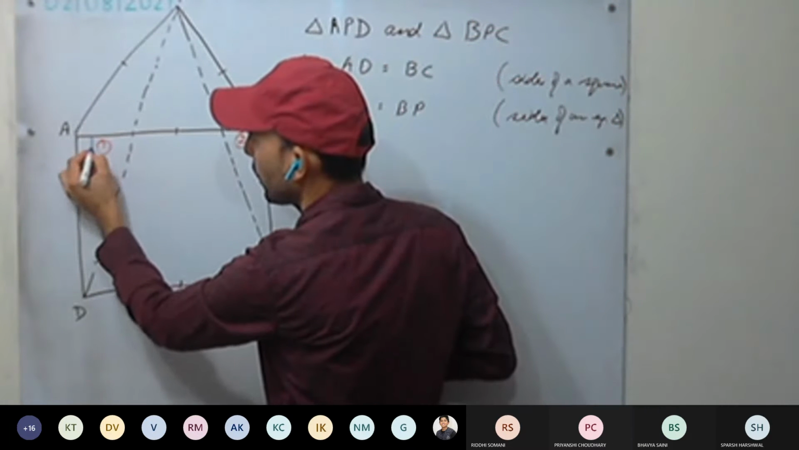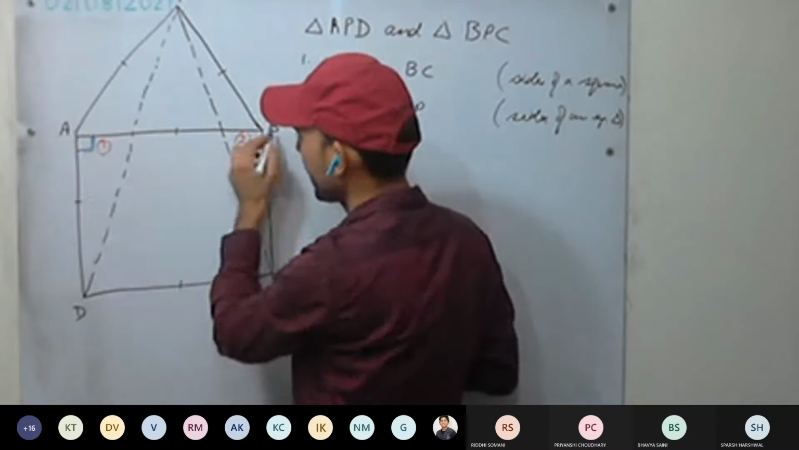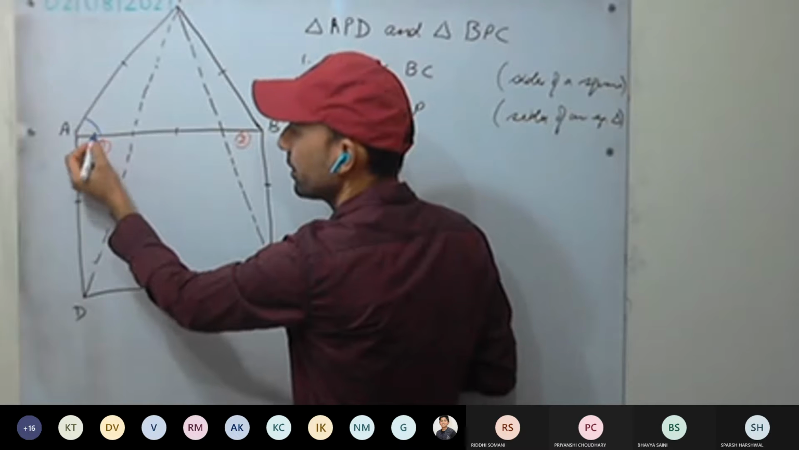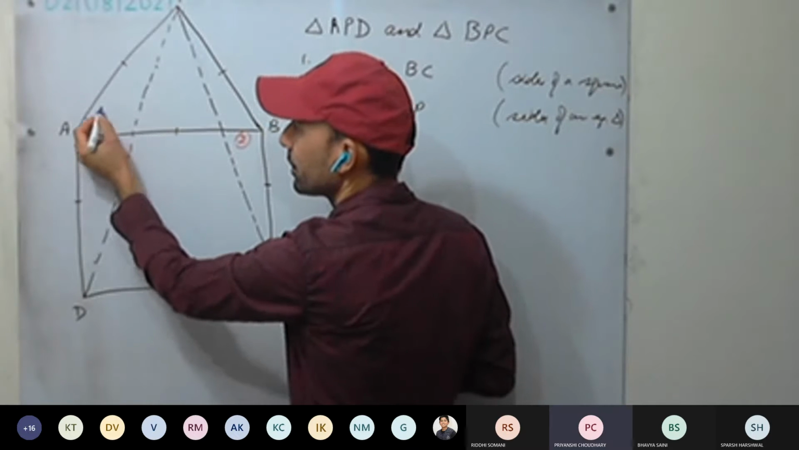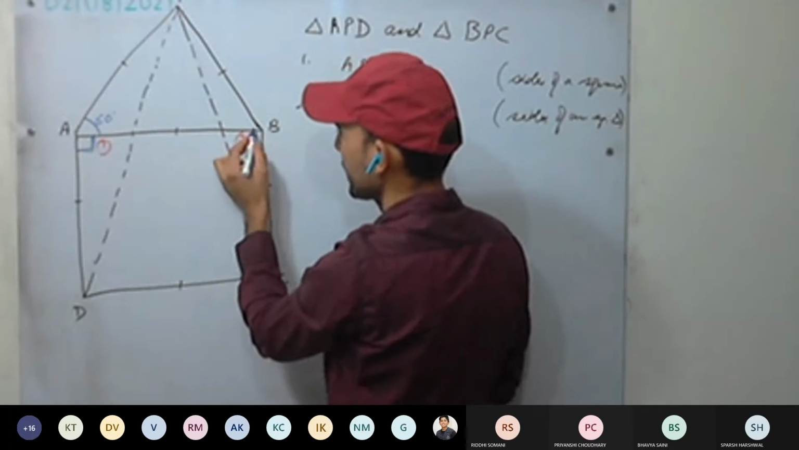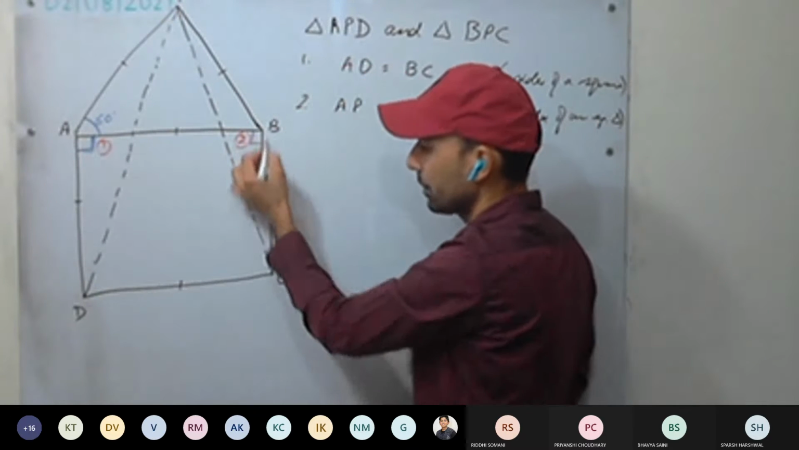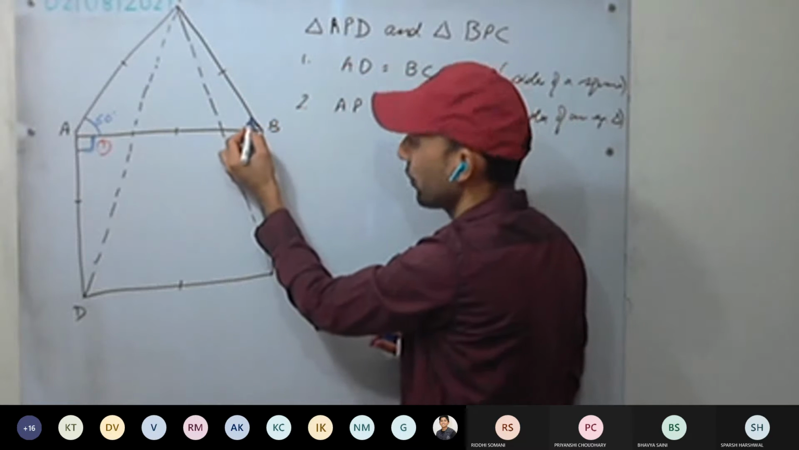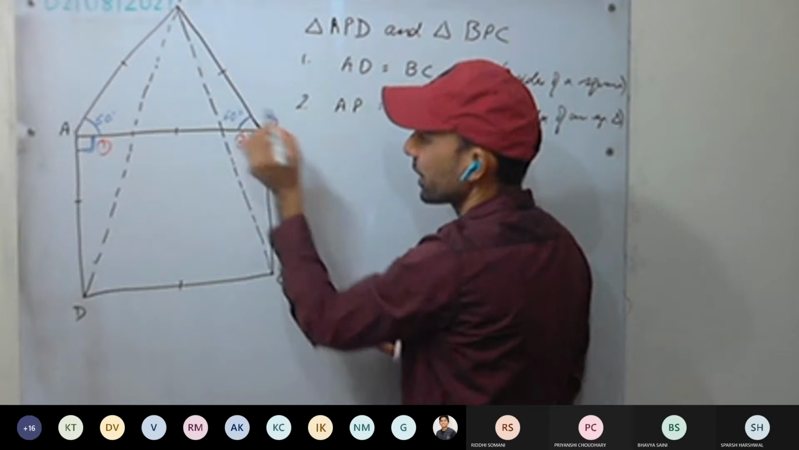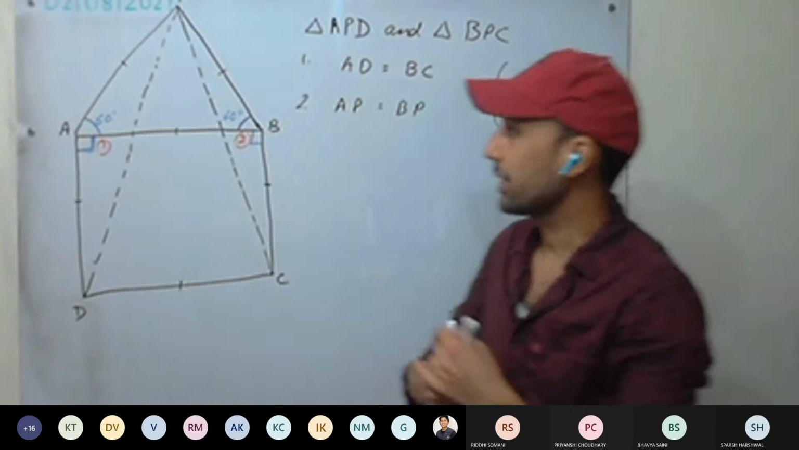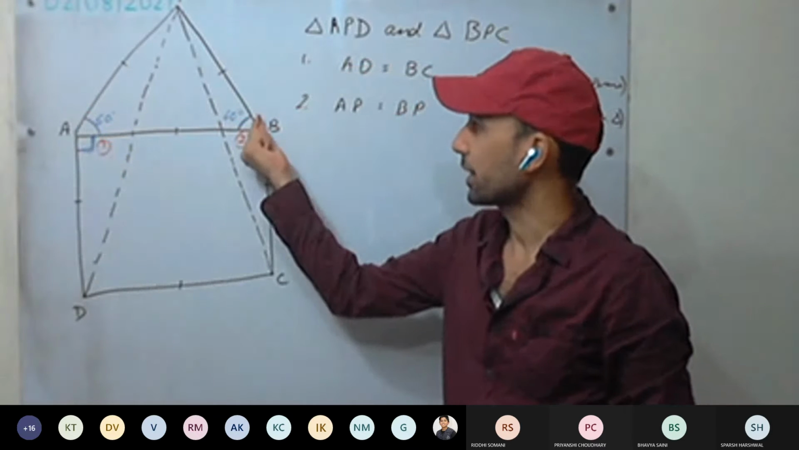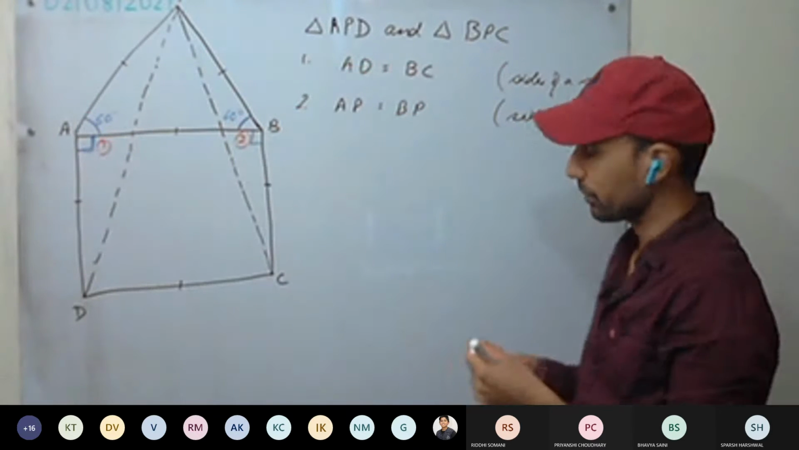DAP, if you are taking, how much is this angle? 90 degrees, because it's an angle of a square. How much is this angle? 60 degrees, it's an equilateral triangle. This is 90, this is 60. Similarly here, 90 is an angle of a square, and 60 is an angle of an equilateral triangle. So you can easily tell, how much is this angle? 150 degrees. They are equal, we can prove.